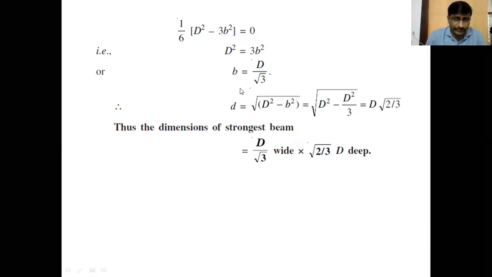The breadth of the section should be maintained at 1 by root 3 times the capital D, the diameter of the given circular section. Thus the dimensions of the strongest rectangular beam we should cut from the circular section are D by root 3 wide by root 2 by 3 D deep, that is the depth. We should maintain the depth and breadth as these values. Then only can we produce the strongest section from the circular section.